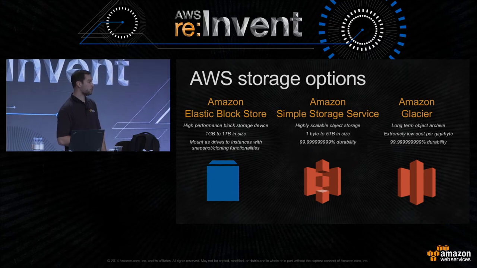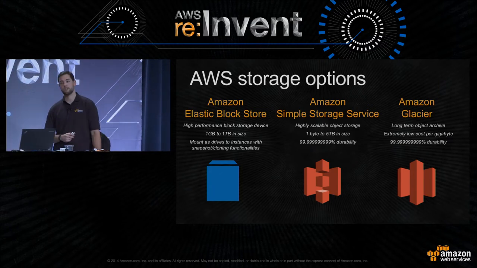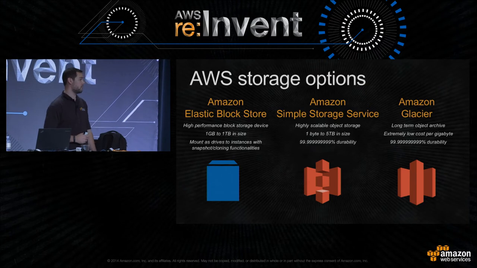Okay, we also have Amazon Simple Storage Service, so our object storage. We have literally trillions of objects stored in Amazon S3. And a key point here is that we have 11 nines of durability. I'm sure you've all heard that figure before. If not, 11 nines is a pretty hefty durability figure.